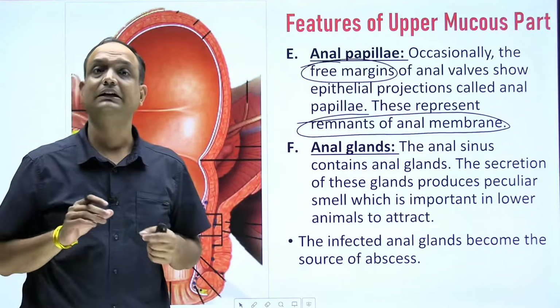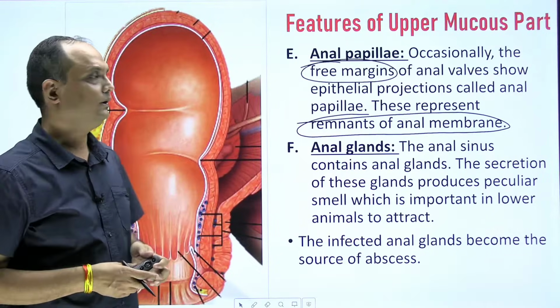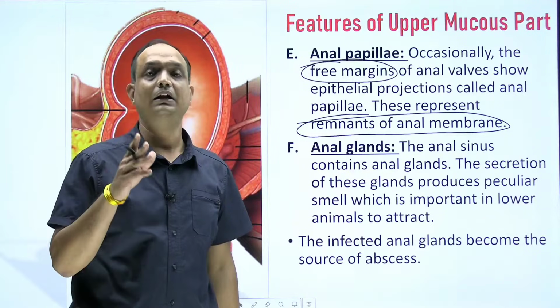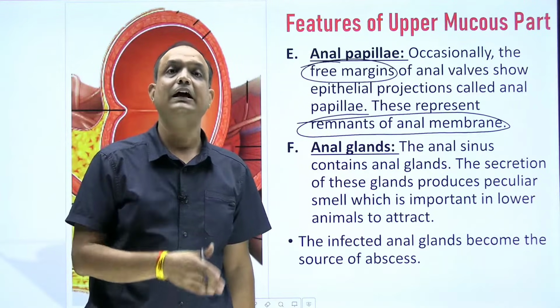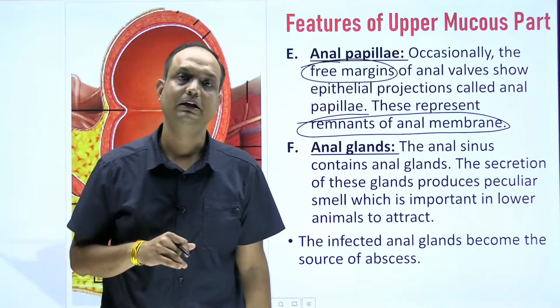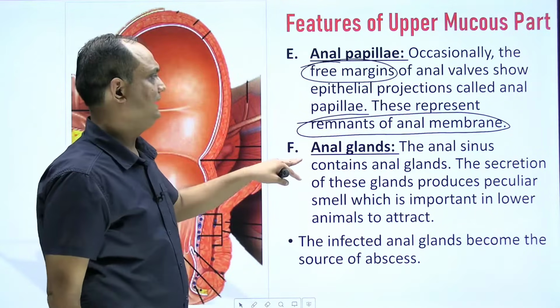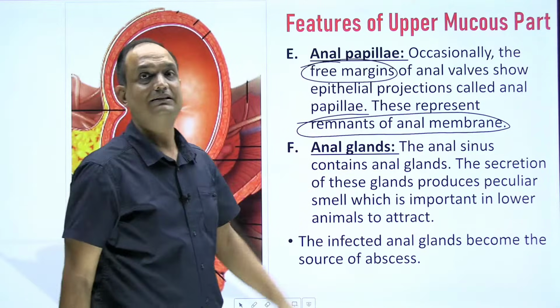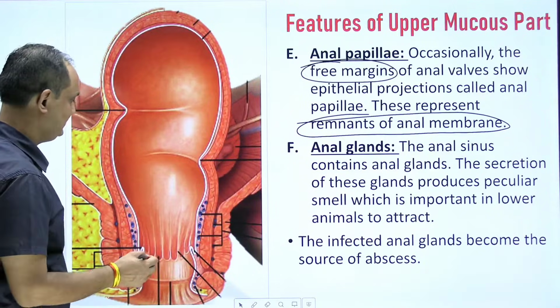Now, anal glands are important to understand because these glands are the site of anal abscesses, and if the anal abscesses rupture, they will lead to the fistula in ano. So, what are the anal glands? These are the glands contained in the anal sinuses. So, where is the anal sinus?